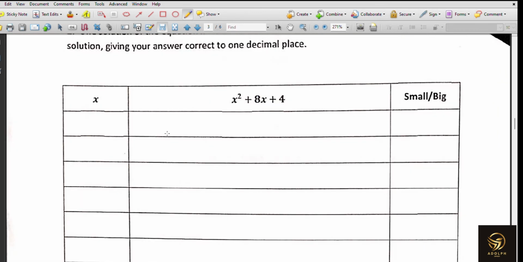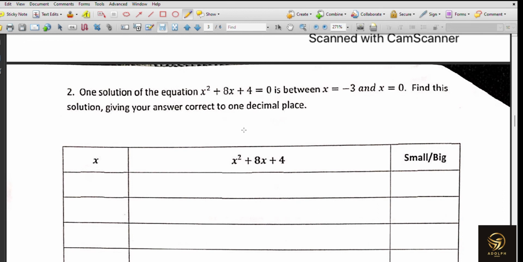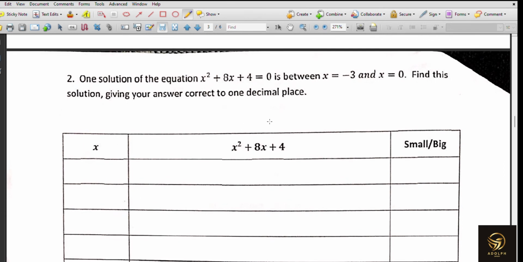Let us see the next question. The quadratic equation is x squared plus 8x plus 4 equals 0, and the root is in between minus 3 to 0. Find the solution to one decimal place. Since it is negative 3, let me check minus 1 and see what I'm getting. If I'm trying negative 1, you should use the bracket here that I'm telling you.